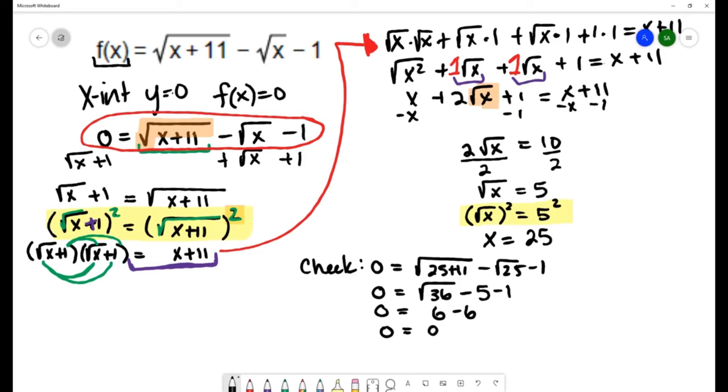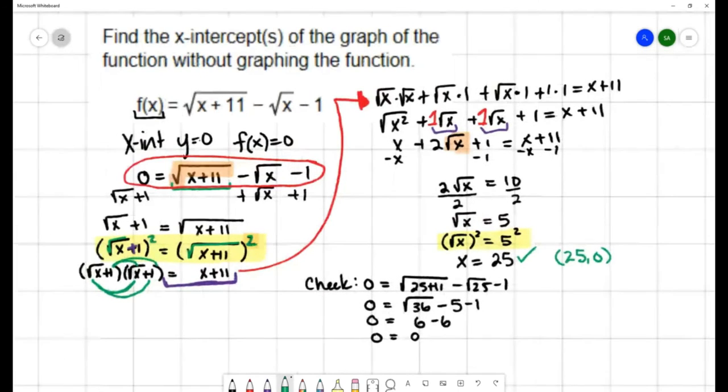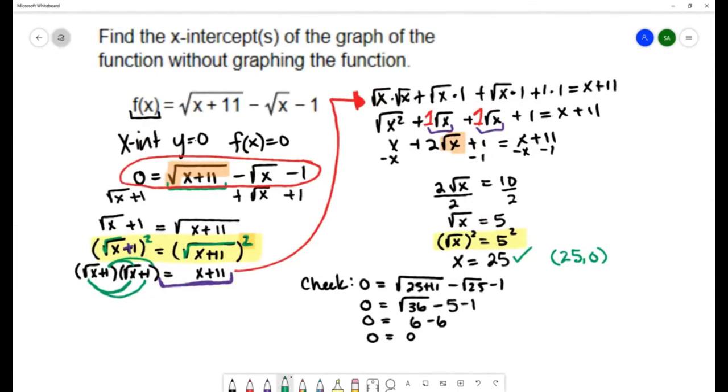So our solution of 25 does work, and that will be our x-intercept. 25, 0. So let me zoom out so you can see everything. And we have our x-intercept at 25, 0.